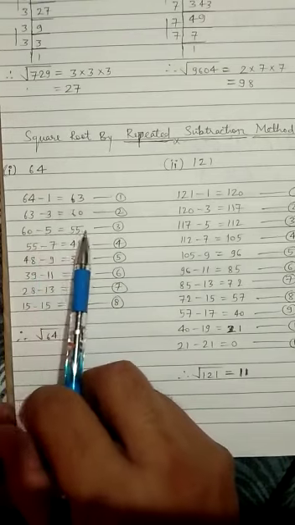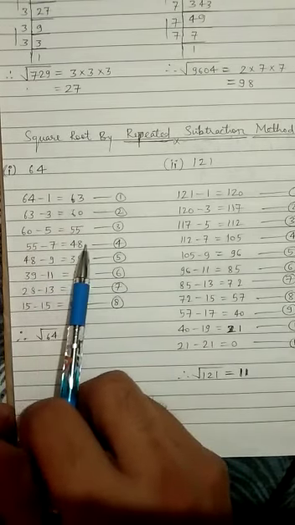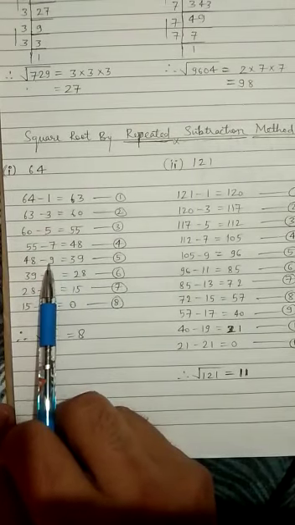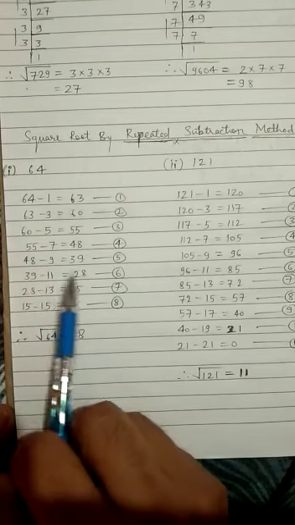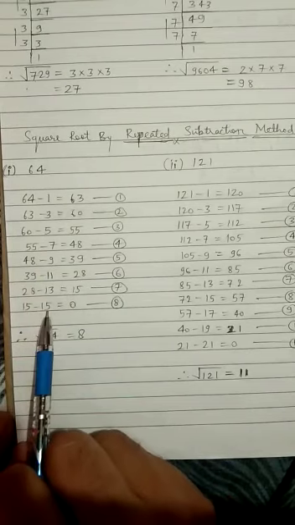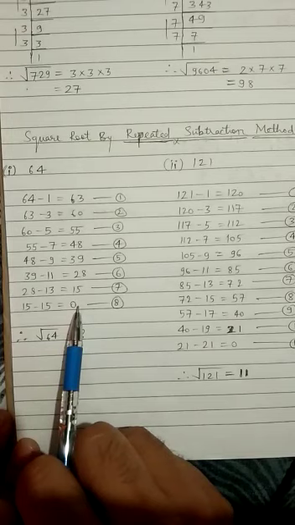So 60 minus 5, 55. Similarly 55 minus 7, 48. 48 minus 9, the next odd number after 7 is 9. So 48 minus 9, 39. 39 minus 11, 28. 28 minus 13, 15. 15 minus 15, 0. When the remainder comes to 0, then we have to stop.